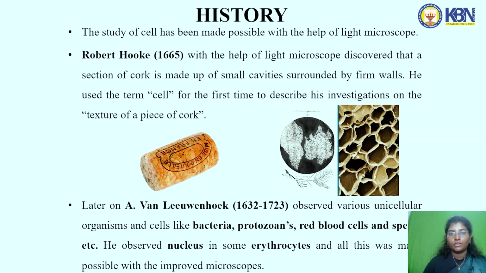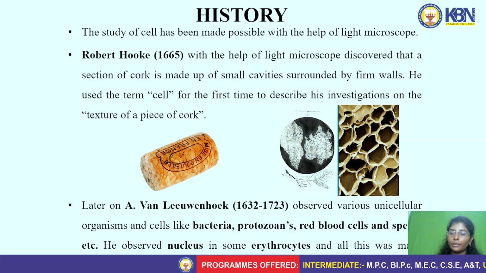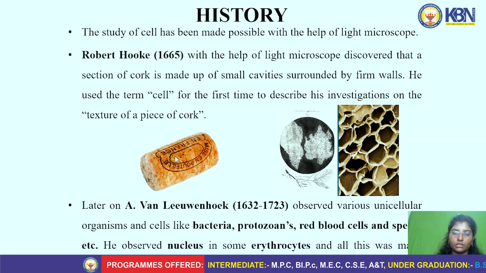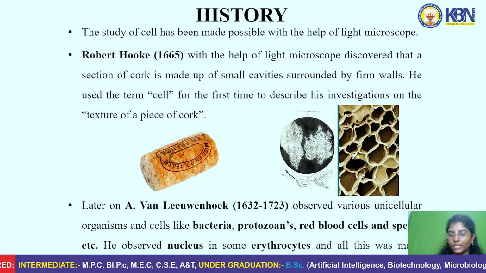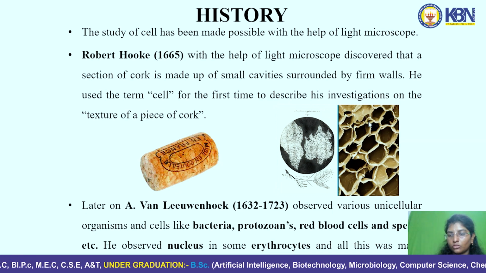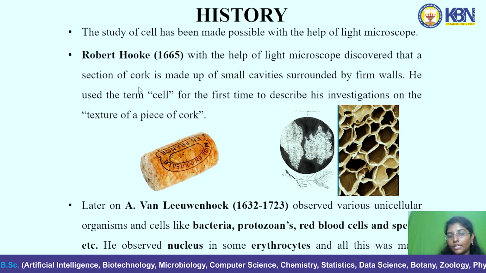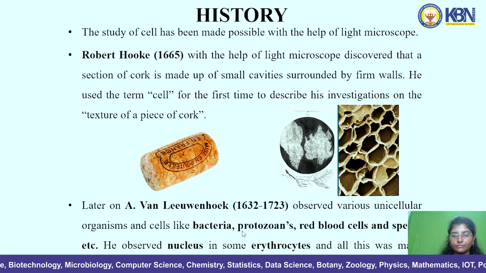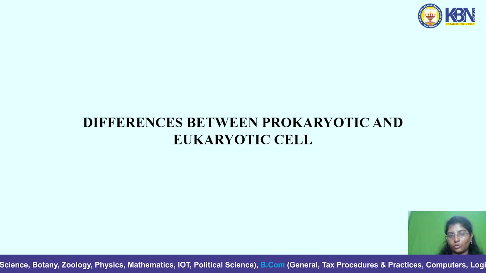The study of the cell has been made possible only with the light microscope. In 1665, Robert Hooke, with the help of a light microscope, discovered the cell through a piece of cork. We all know this is the cork. When he took a section of the cork, he observed small cavities surrounded by foam-like walls, and he used the term cell. Later, Leeuwenhoek, with an improved microscope, also observed the nucleus in erythrocytes.